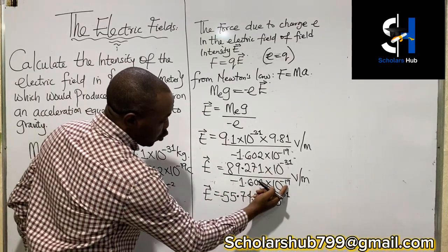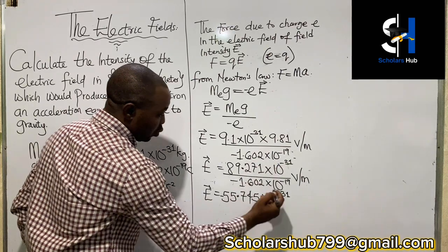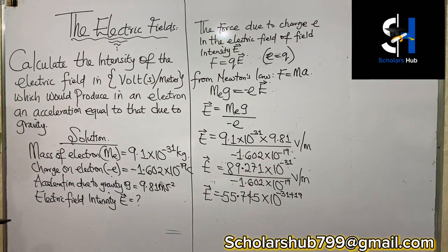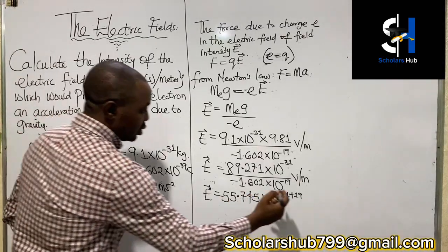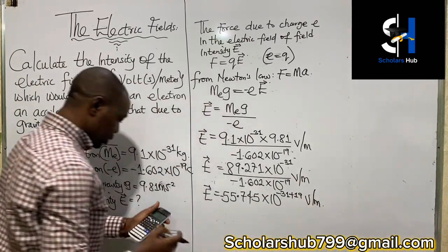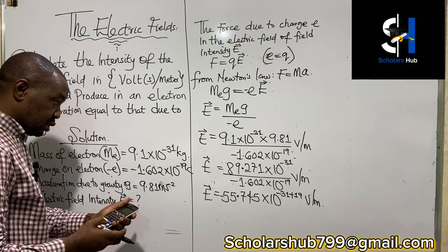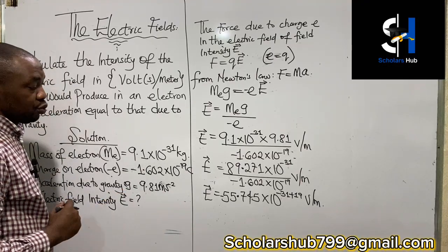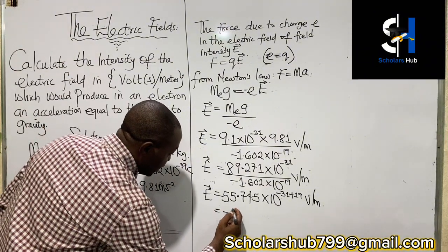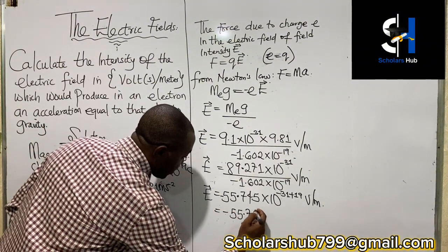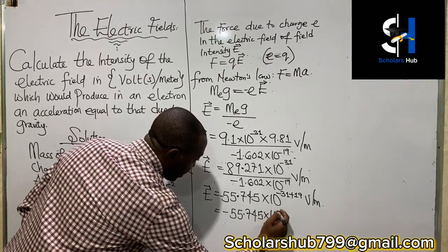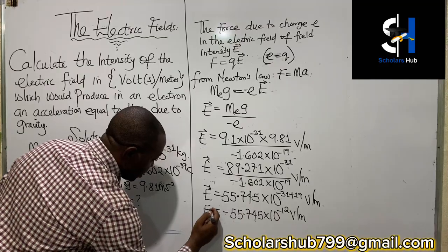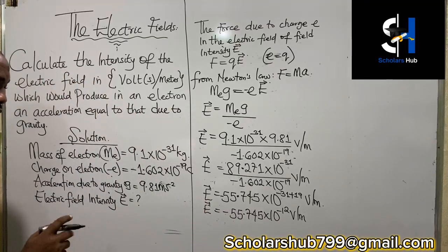So we're going to add 19 to 31. When we combine the powers of 10, we had 19 and 31, and the unit is volts per meter. So what is minus 31 plus 19? That will be negative 12. So this will be negative 55.745 multiplied by 10 raised to the power of minus 12 volts per meter. And this is the electric field intensity.